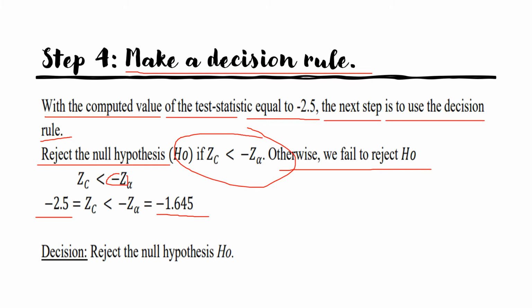So since negative 2.5 is less than negative 1.645 and we satisfy this given condition, then our decision is to reject the null hypothesis H0. So we're going to reject the null hypothesis H0 because your computed Z is less than your critical Z.